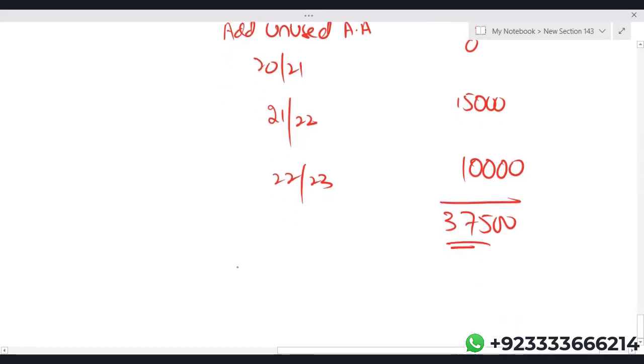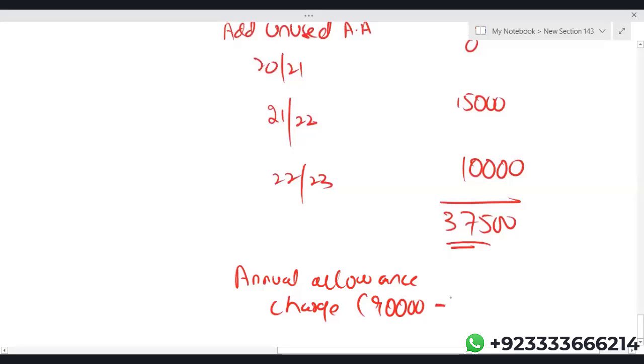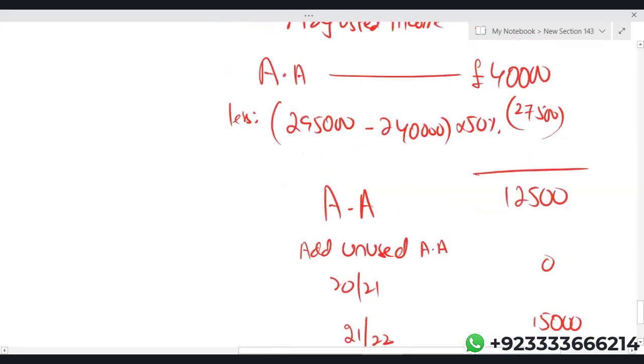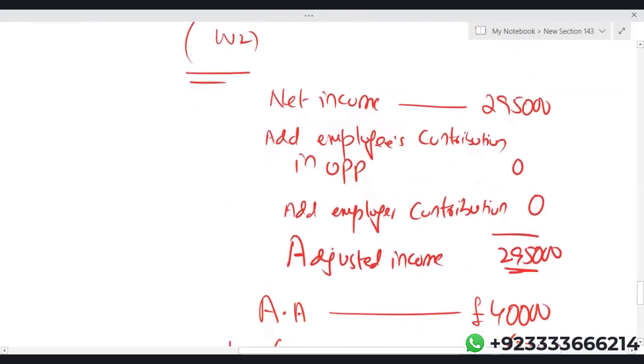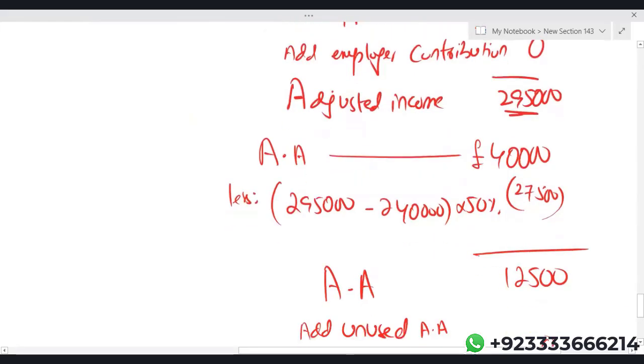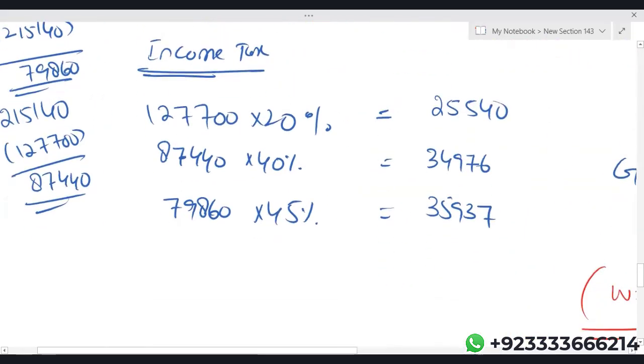So definitely what comes? Annual allowance charge will arise. That is 90,000 minus 37,500. Students, I'm getting 52,500 annual allowance charge. This is working, let's say 2. Let's take the entire thing in working 2.